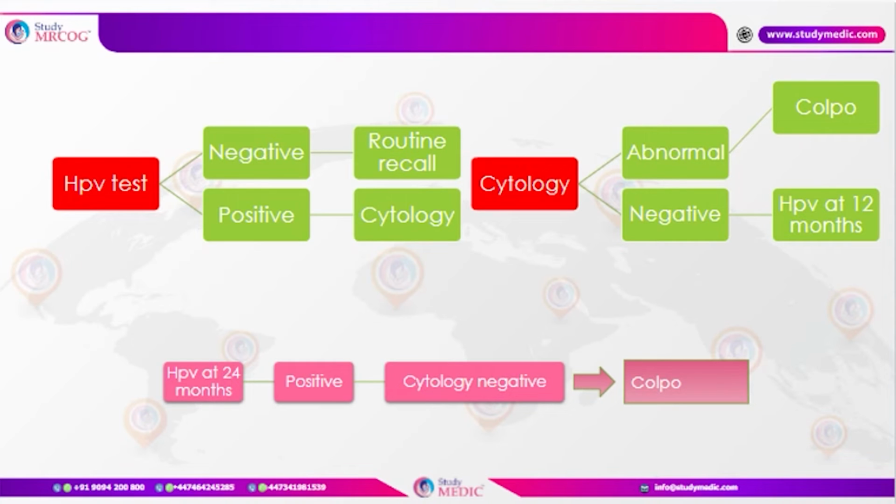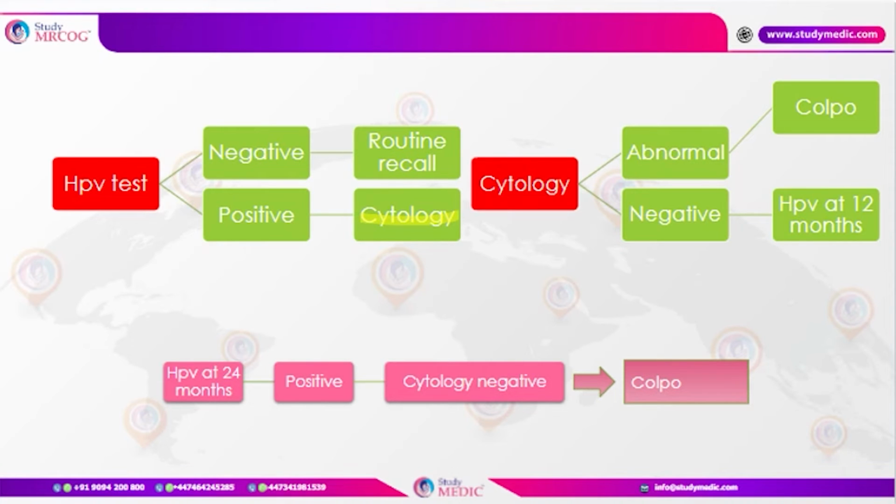If HPV testing is negative, then send out for routine recall. If it is positive, the next step is always cytology. So always remember, if HPV is positive, the next step will be cytology. Now coming to the cytology, if the cytology is abnormal, directly you go for a colposcopy. If the cytology is negative, you need to repeat the HPV at 12 months. This is a very important flowchart.